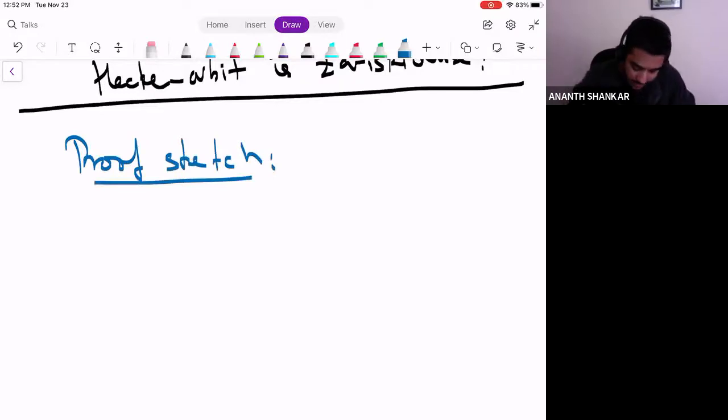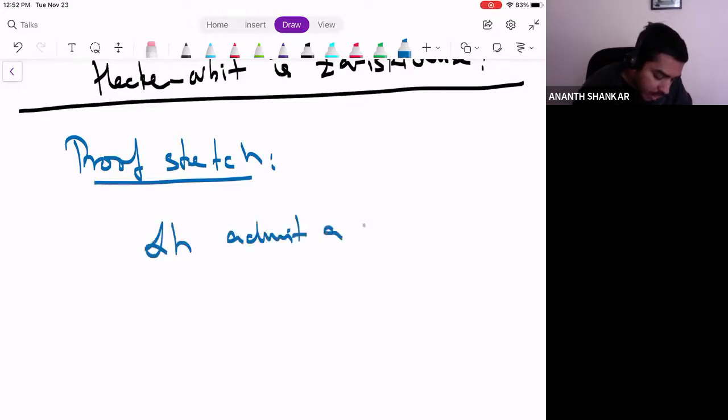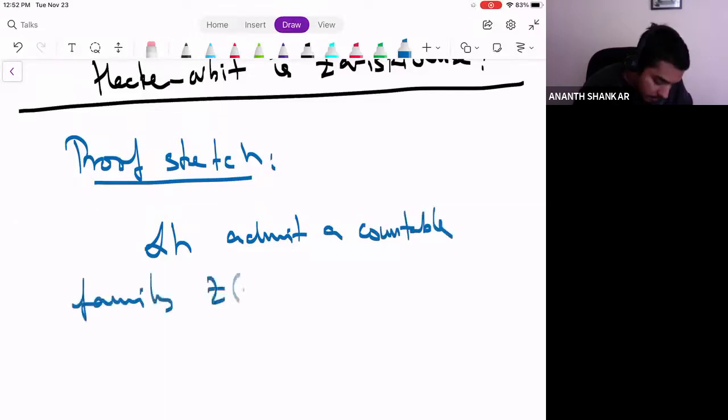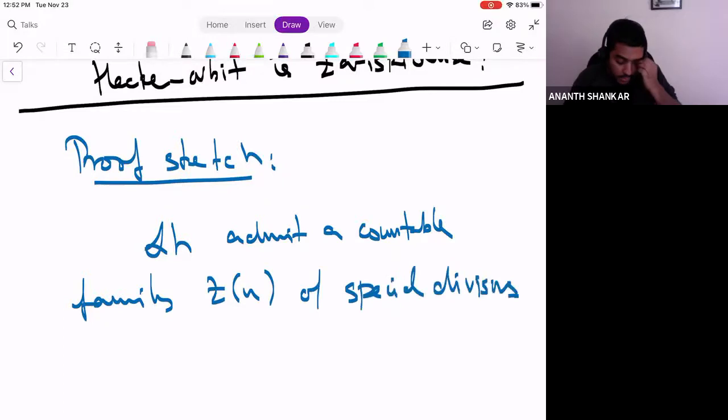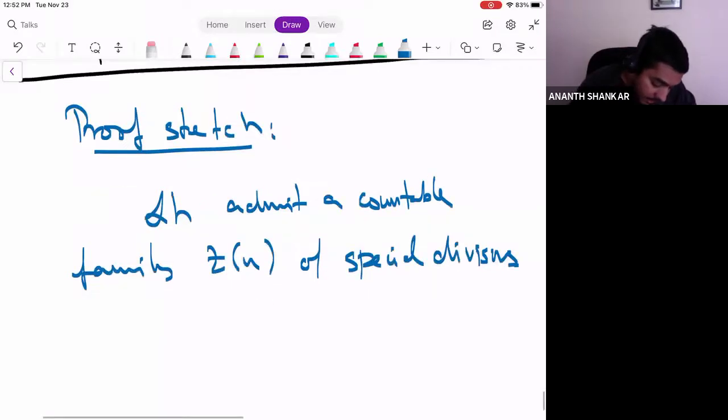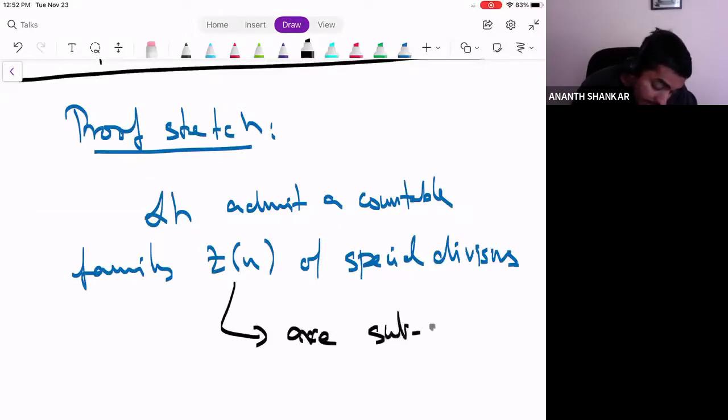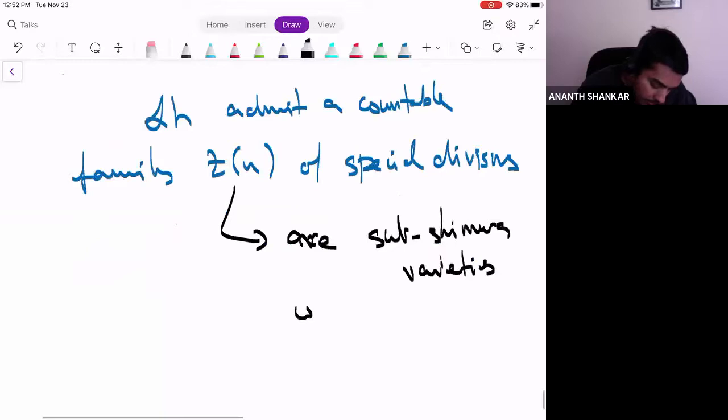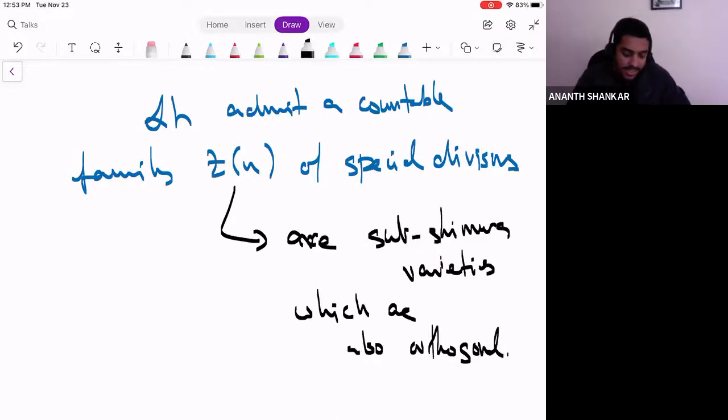So the point is that these orthogonal Shimura varieties admit a countable family of special divisors. I didn't really tell you what these were. I just told you that these parameterize K3 surfaces with an extra line bundle. But these Z of n's, they are actually sub-Shimura varieties, which are also orthogonal. So our method is to proceed by induction.